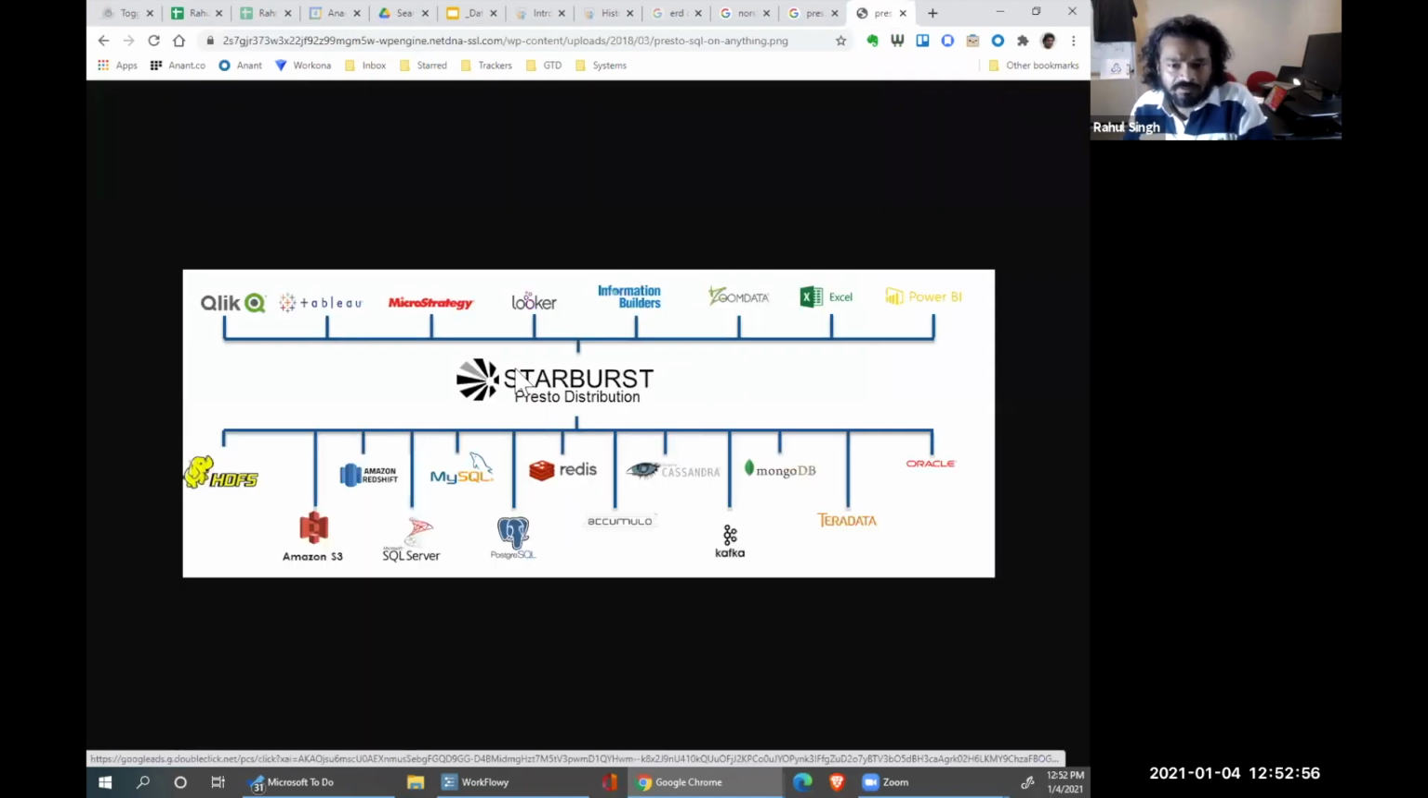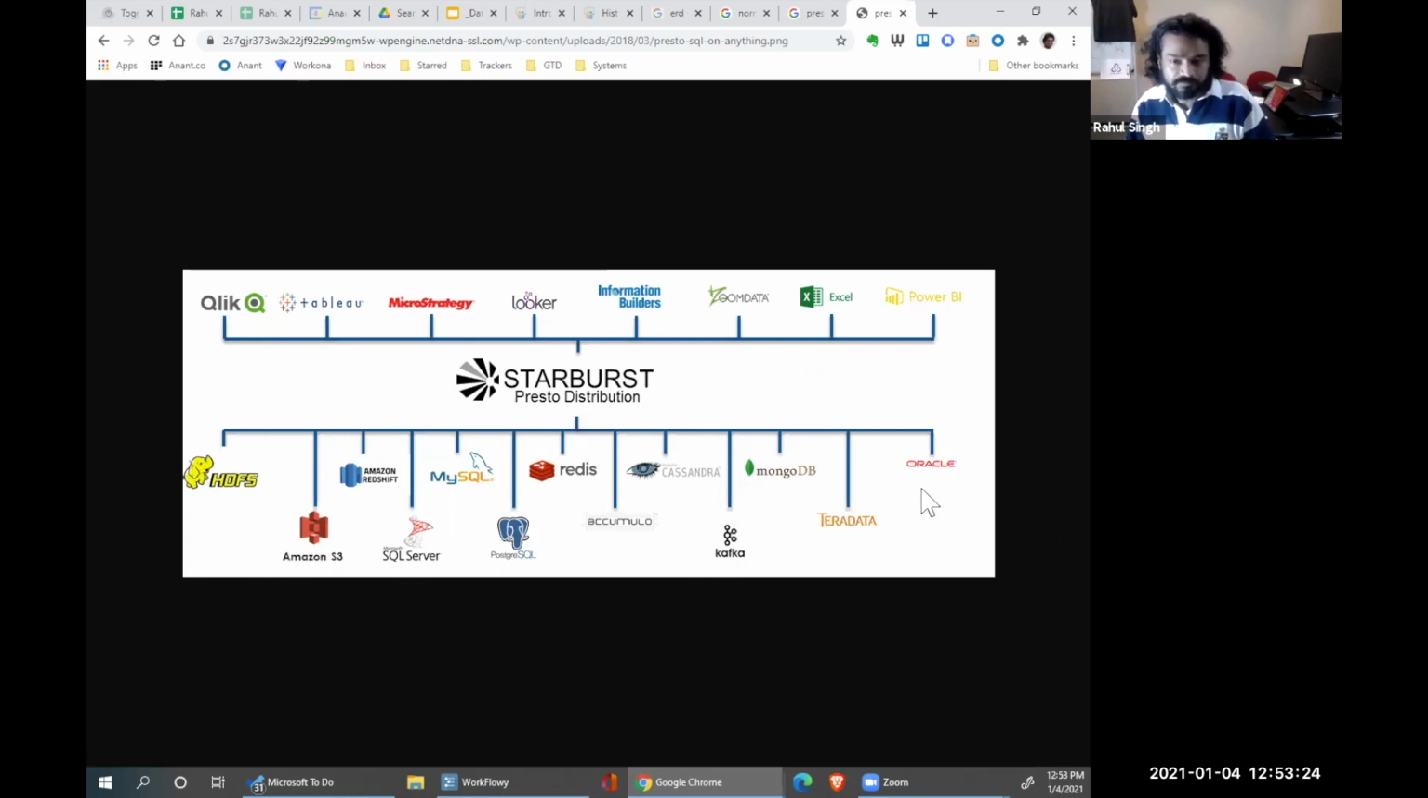So Presto, well, Starburst is like a commercial distribution, but Presto can talk to HDFS, SQL Server, even Kafka or Cassandra, and it gives a SQL read view of that information, and you can do joins between databases. Key point here is it's using SQL. So all of these different BI tools can use SQL to access massive amounts of data.